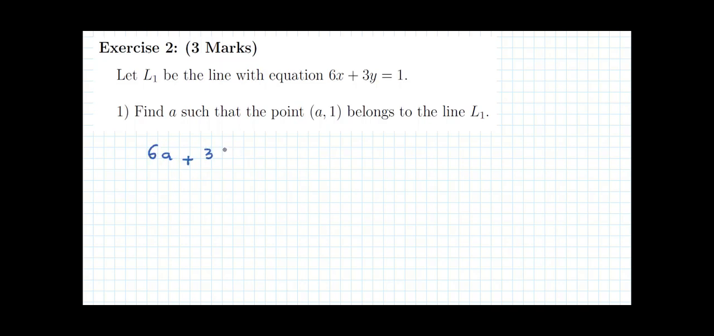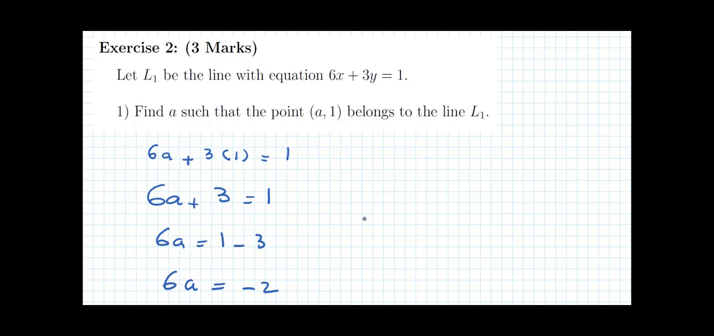So we get 6a plus 3 times 1 equals 1, which means that 6a plus 3 equals 1. Now we move the 3 to the right side of the equation to get 6a equals 1 minus 3, which means that 6a equals minus 2. Now we divide both sides by 6, and we get a equals minus 2 over 6. Simplifying this fraction, we get a equals minus 1/3.